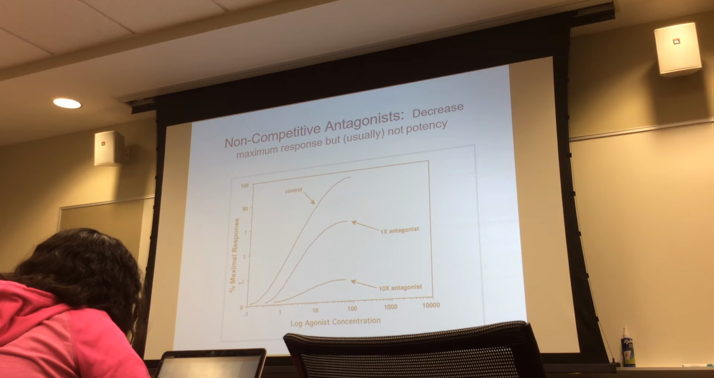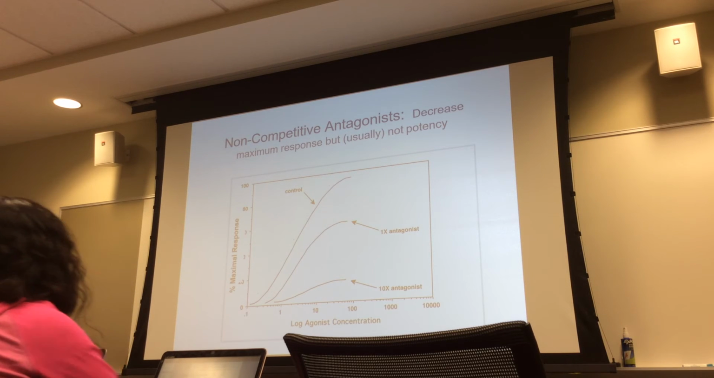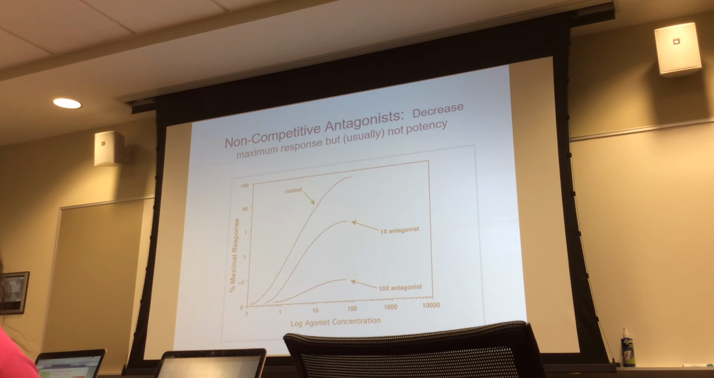This is a different graph of the antagonist. And if you're not seeing the top of the slide, can you tell which kind of antagonism this is? There's no shift to the right. It's simply that your maximum effect is going down the more concentration of the antagonist you add. So this is a non-competitive antagonist.